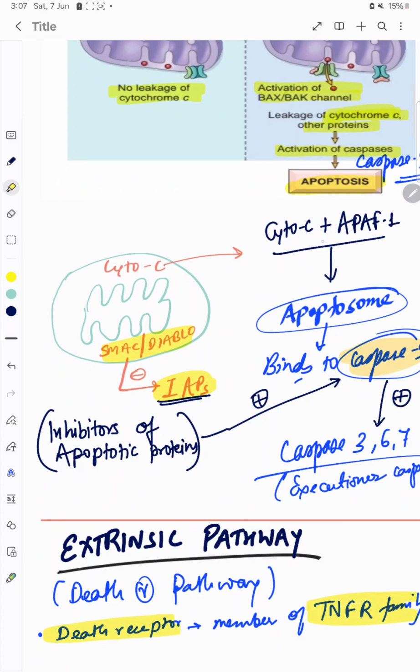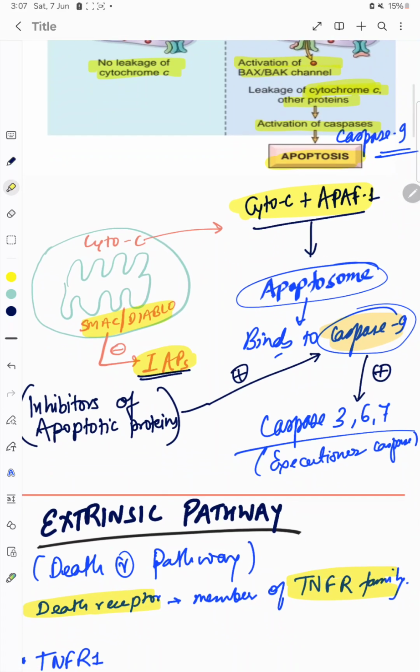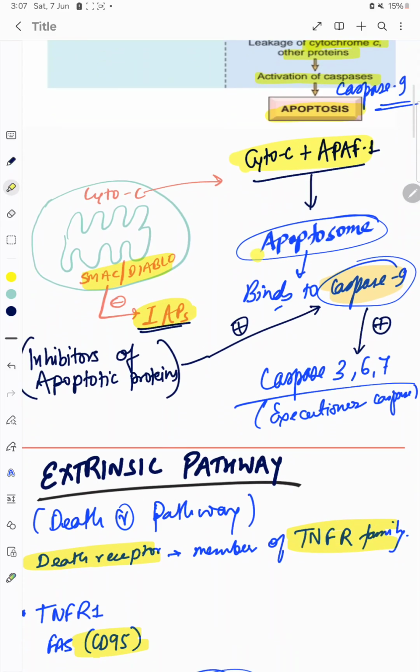The cytochrome C is released from mitochondria. This will bind with APAF-1 and synthesize the apoptosome, which binds to caspase 9 or activates caspase 9, which ultimately activates the executioner caspases, caspase 3, 6, 7, and results in cell damage.